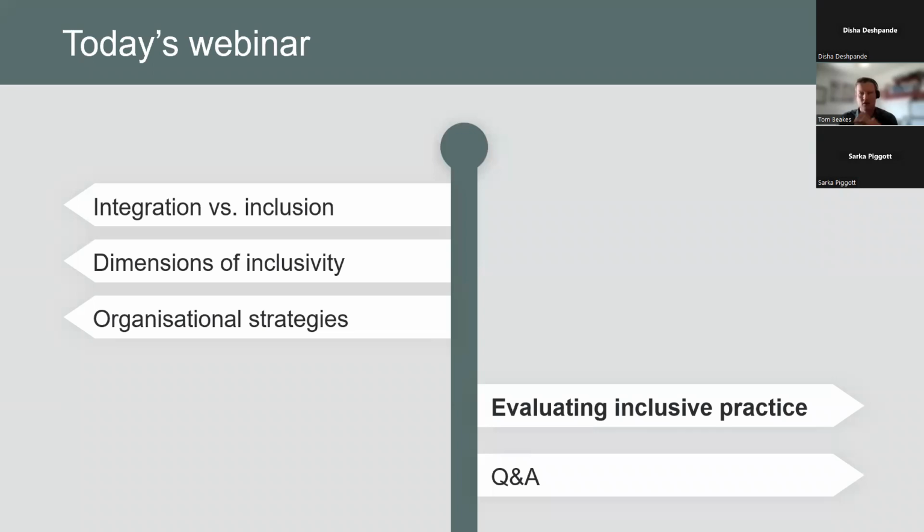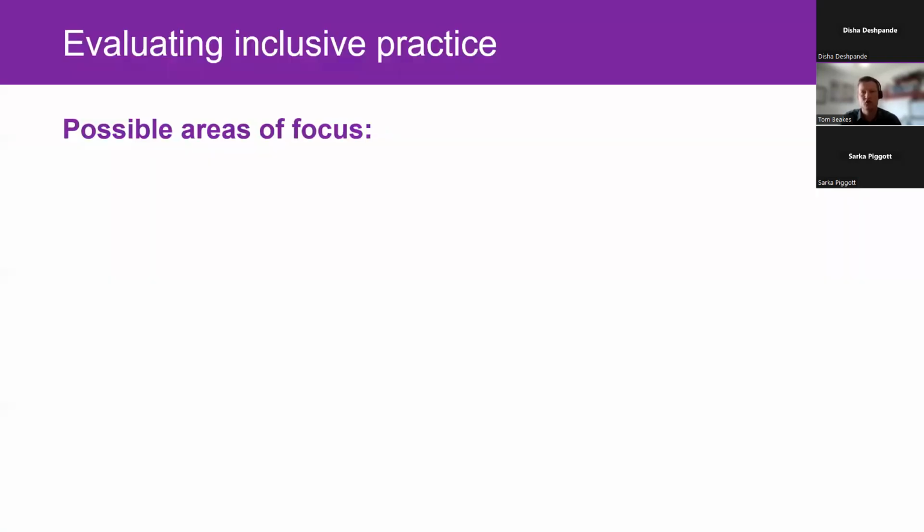So finally then, something that we might want to think about is evaluating inclusive practice in our school. So what we're talking about here is being able to measure how inclusive your EAL provision is. And there's no one simple way of doing this, but there are some areas you may want to focus on.